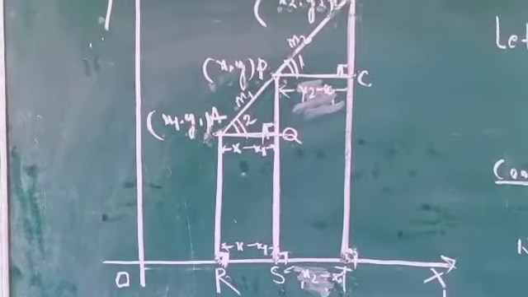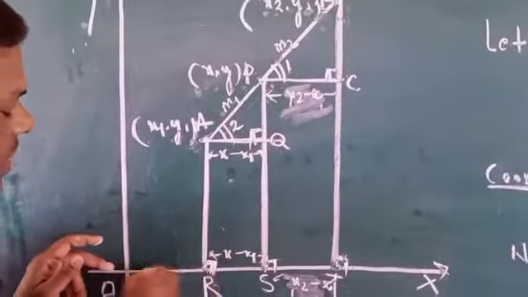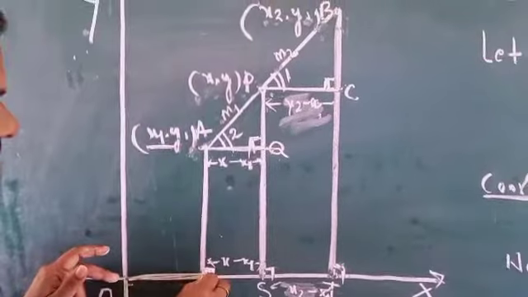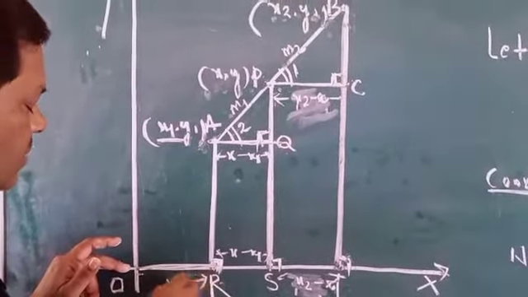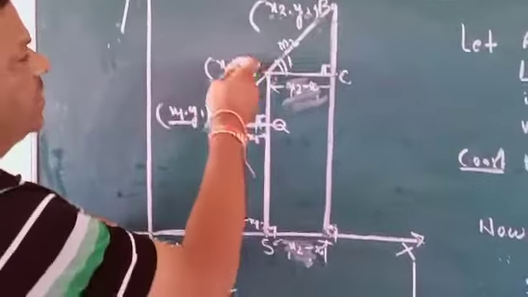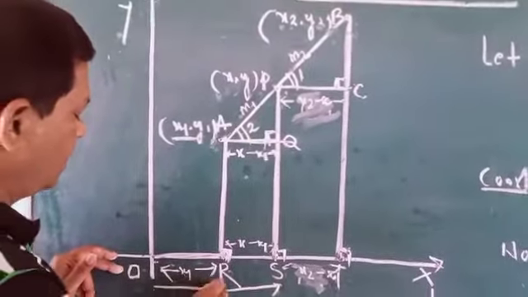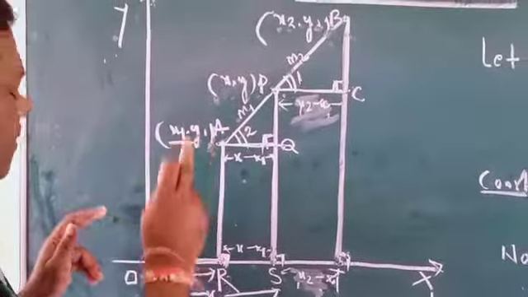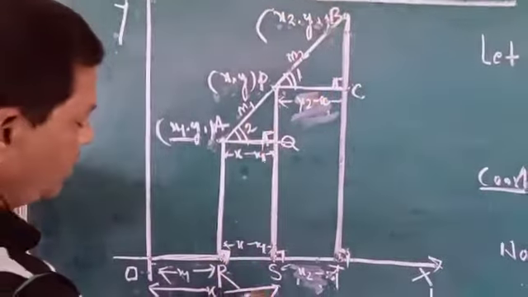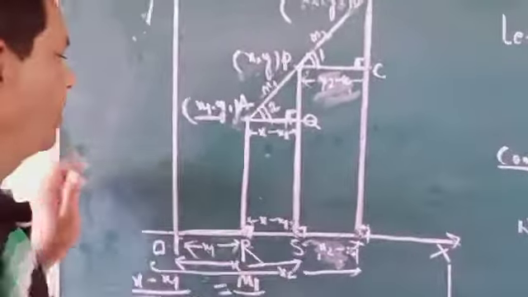Next, you see OR. How much is OR? OR is x1. OS is equal to how much? OS is equal to x. And then OT, how much? OT is x2. Understood?